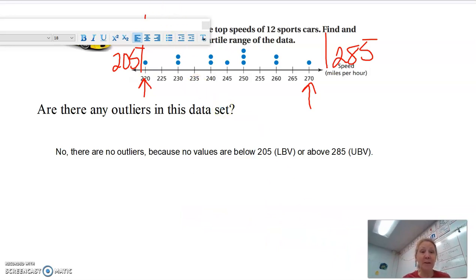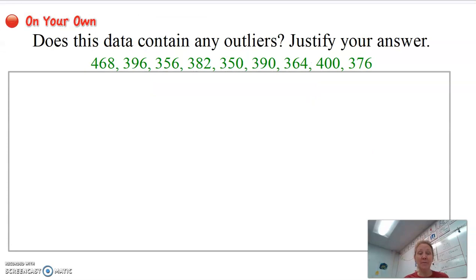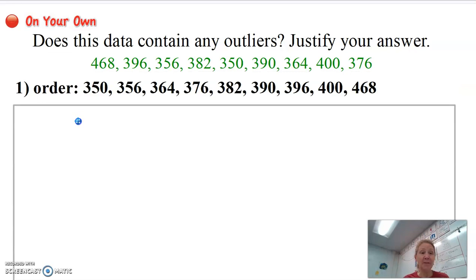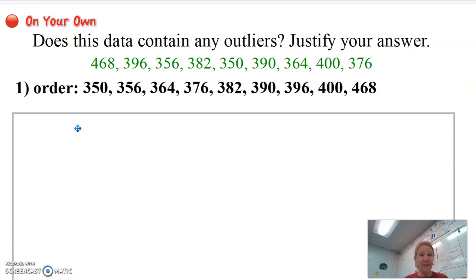Now we have an OYO. Take a look at this OYO. Here's your data. Does it contain any outliers? Justify your answer. So the first thing you do is put the numbers in order, right? This is what your notes say to do. There's the numbers in order. Now, the next thing I need to do is find the median, the Q1, and the Q3.